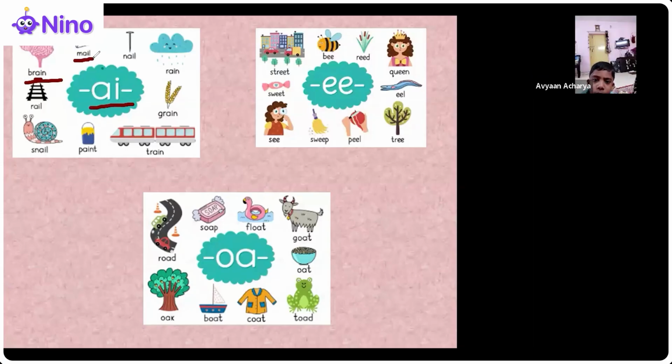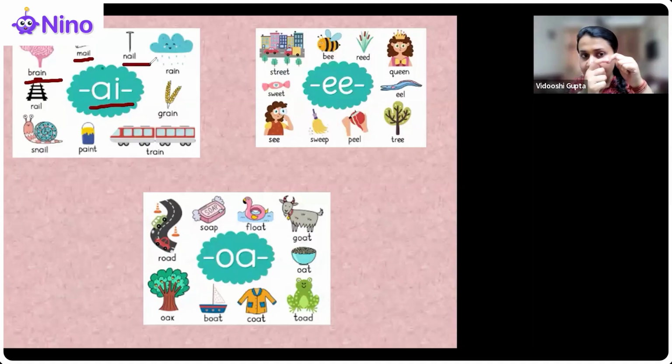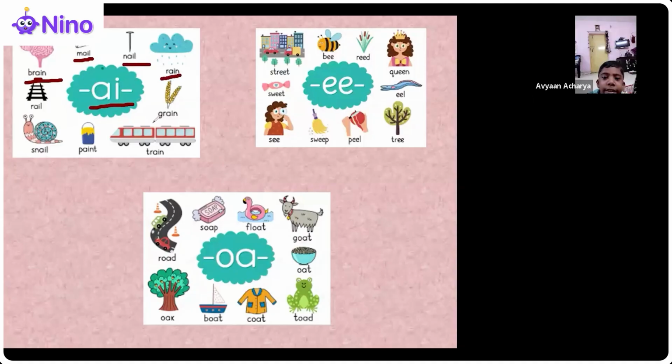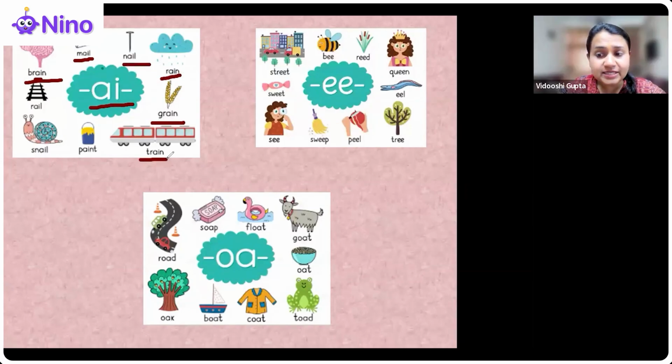Nail. Yes, nail. Rain. Train. Who all likes to say rain, train?